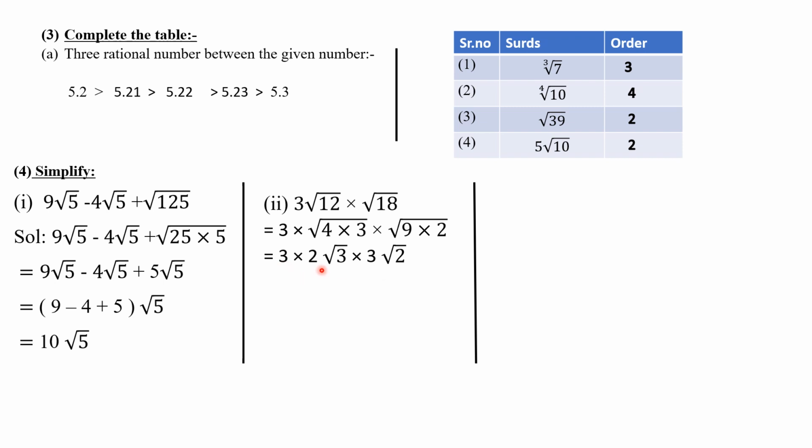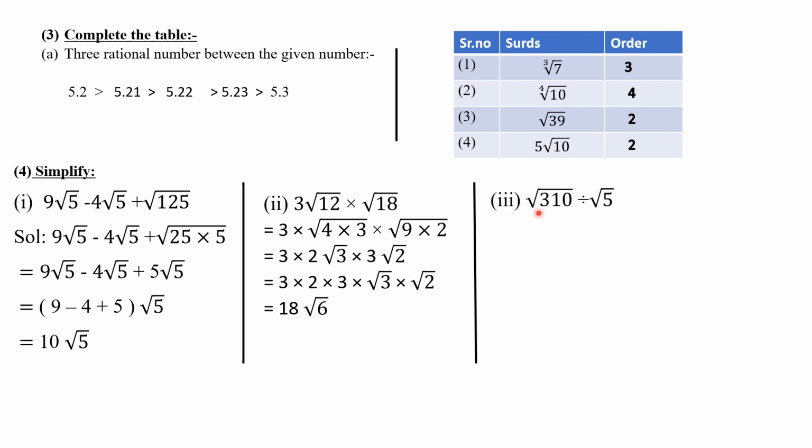Now I'll multiply the coefficients ahead. So 3 into 2 into 3. That is 3 twos are 6, then 6 threes are 18. And root 3 into root 2 you'll multiply, so you'll get 18 root 6. This is your answer. Now let's move to our next question.